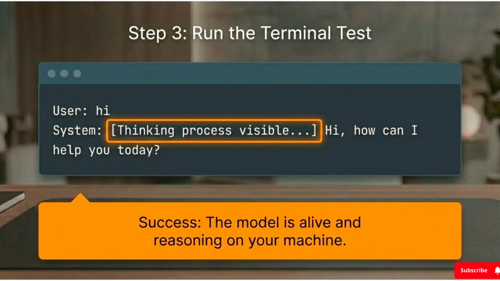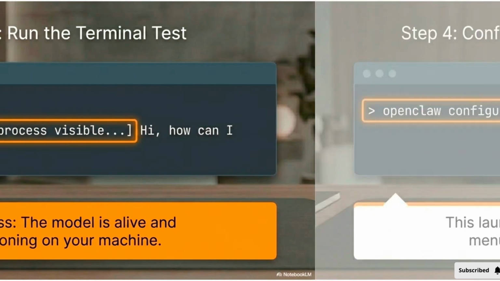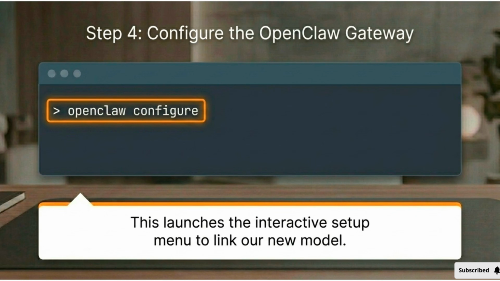Step 3, run the terminal test. Type a quick prompt like "Hi" to ensure the model is alive and reasoning on your machine. You will see its thinking process before it responds. Step 4, configure the OpenClaw gateway. Enter OpenClaw Configure to launch the interactive setup menu, allowing you to link your new model.